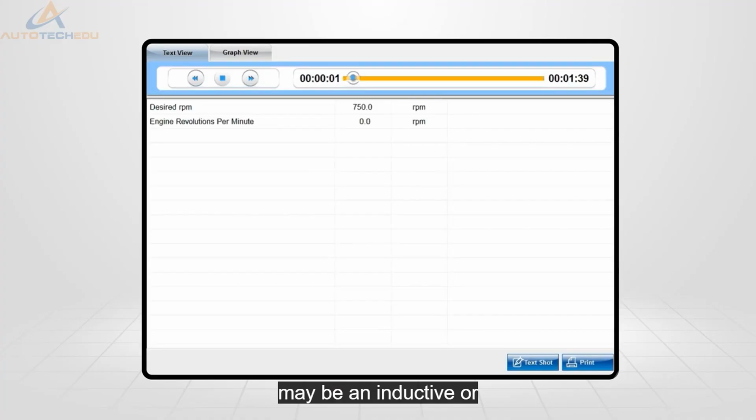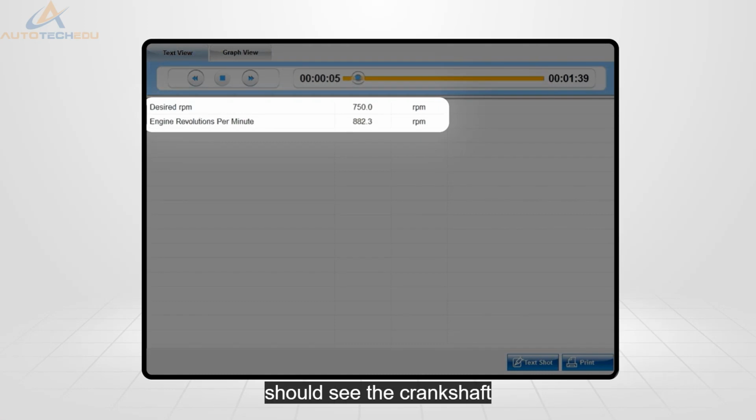The crank angle sensor provides engine position and speed data to the ECM. The sensor may be an inductive or Hall type. At idle speed, this is what we should see. The crankshaft sensor displays engine RPM. A great test is to watch this value while the engine is being cranked over. If the value drops out intermittently or is not displayed, there may be a fault with the sensor.